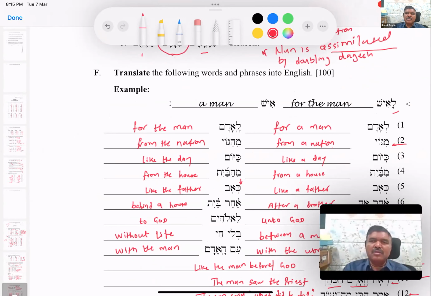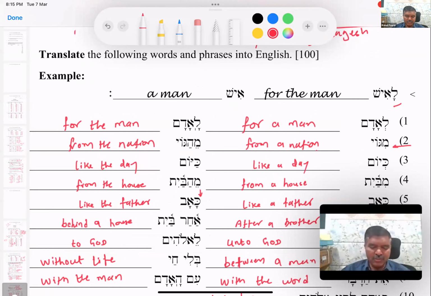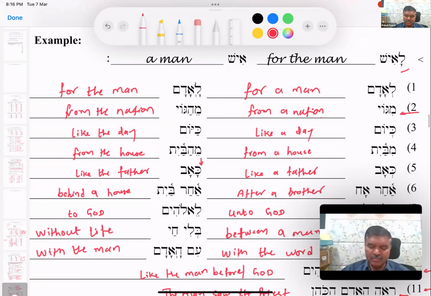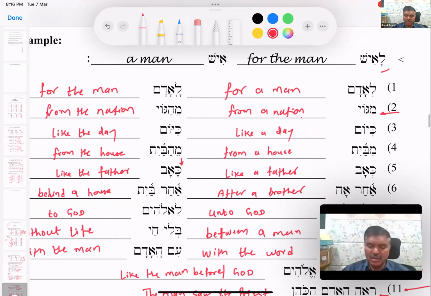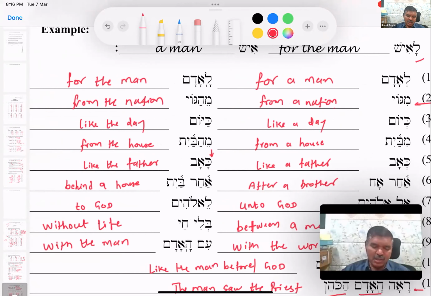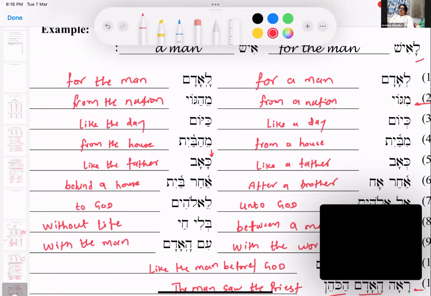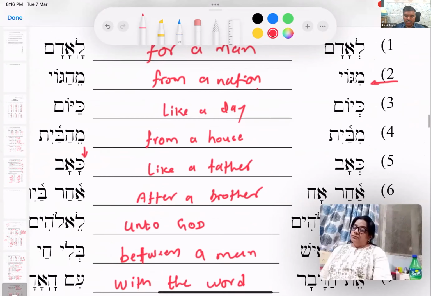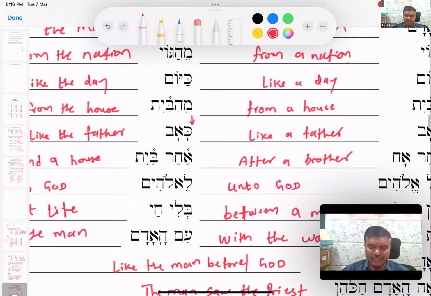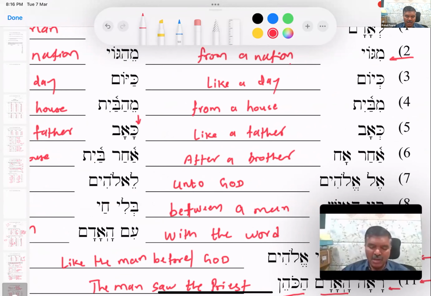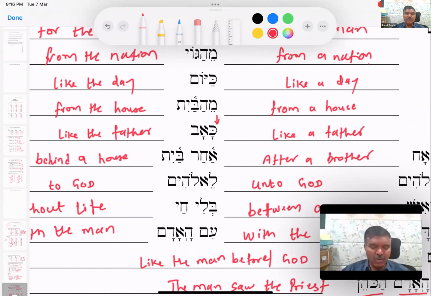Okay. So translation, last question. La ish. Already they have given for the man and ish a man. So le adam is for a man. La adam is for the man, because this is articular. Then migoy, from a nation. Haggoy, from the nation. Kayom is like a day. Kayom is like the day. Then mibayit, from a house. Mehabayit, from the house.